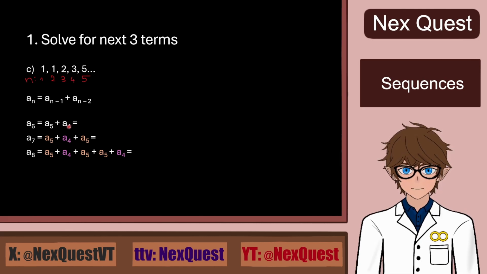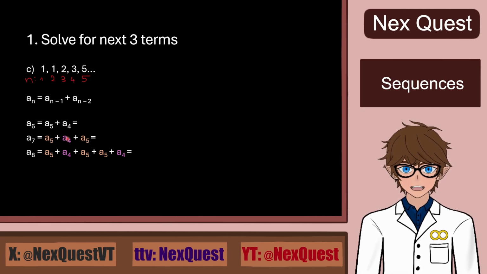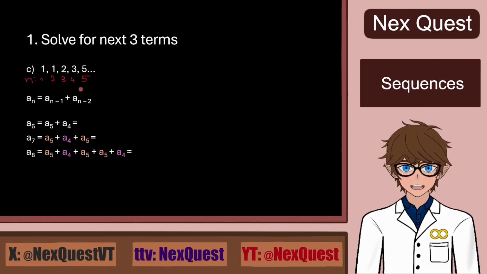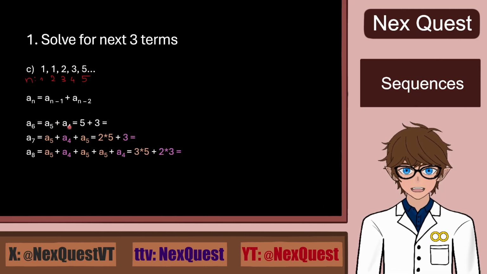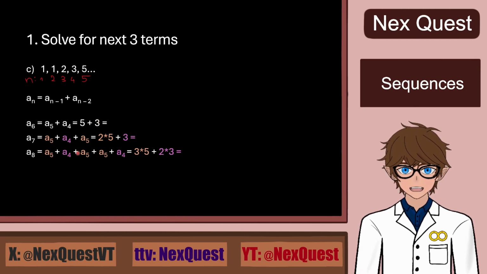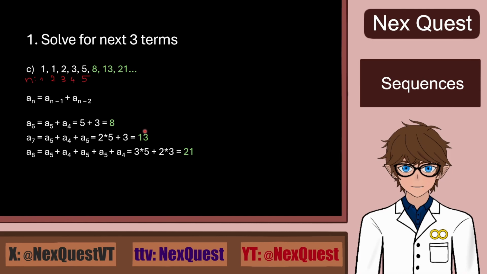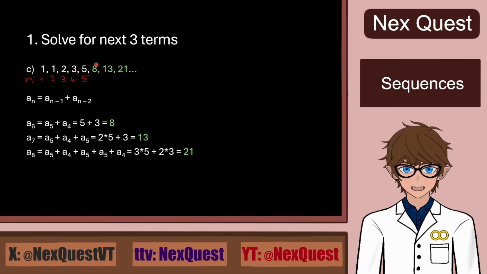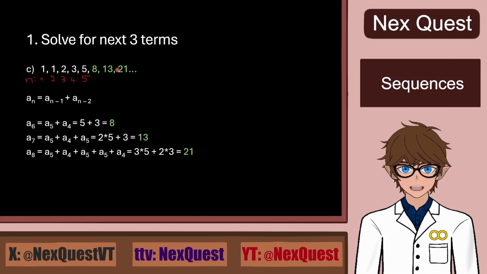So we see that we have 2 fifth terms and 1 fourth term in the second equation, and we have 3 fifth terms and 2 fourth terms in the third equation. So we can plug in the numbers and calculate. First we have just 5 plus 3, then we have 2 times 5 plus 3, then we have 3 times 5 plus 2 times 3. We get 8, 13, and 21, which are the second part of the answer to this question. So the answer being Fibonacci sequence, with the next 3 terms being 8, 13, and 21.